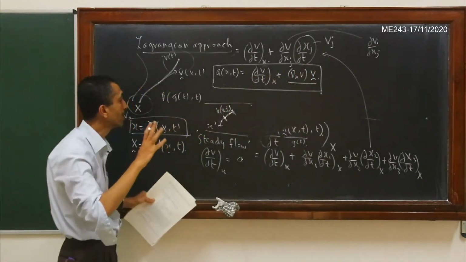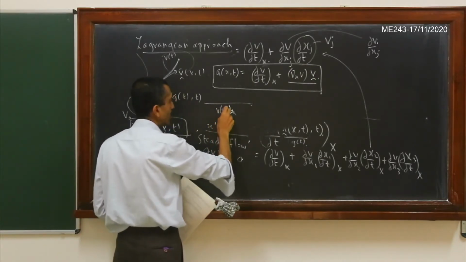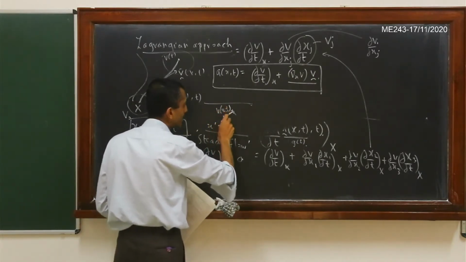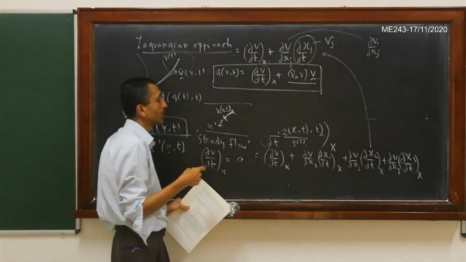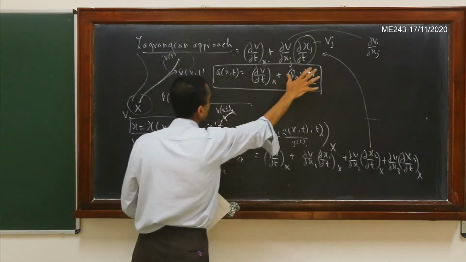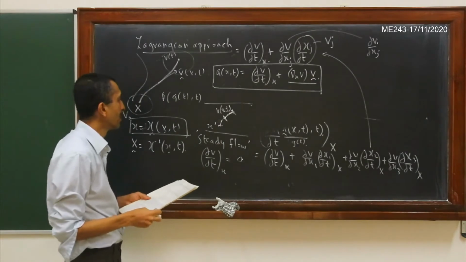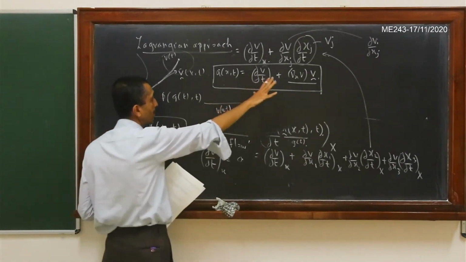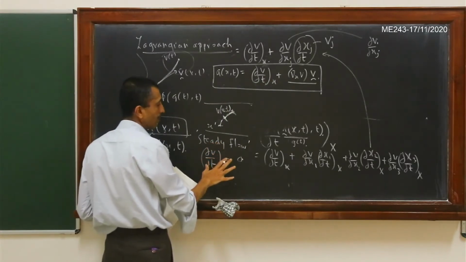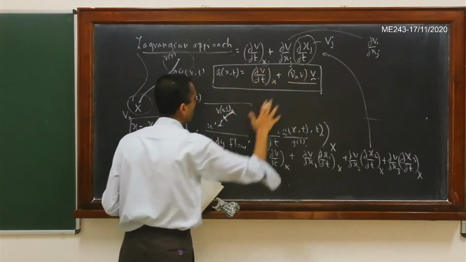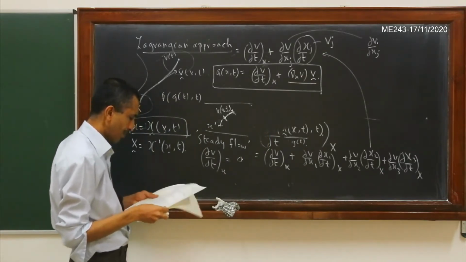So even though at a given x the velocity is not changing, as this particle travels its velocity is changing, and this nonlinear term captures the effect of that acceleration. You have to be careful in computing the acceleration: just because the flow is steady, the acceleration does not become 0. Only this term goes to 0, but you can have a contribution due to this particular term here.